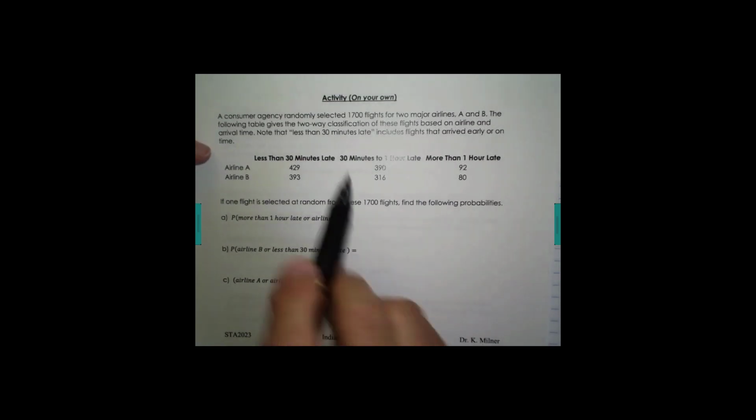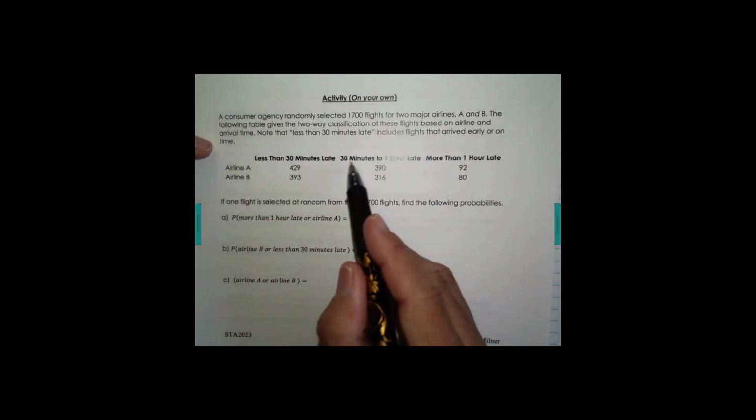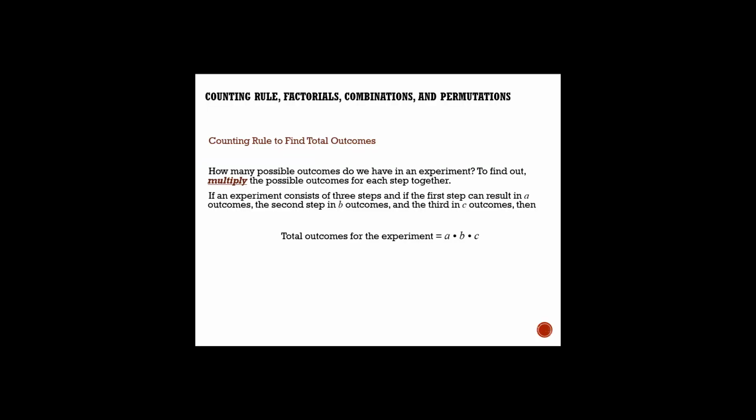Now on the bottom of page 16, I've got an on your own activity. I've got another contingency table that I've started for you, but I haven't finished. I want you to know that this is one column, less than 30 minutes late, then there's another one, 30 minutes to an hour late, and then more than 1 hour late. So over here, I would come in and write a total column, and down here, I would come and write a total row. And be sure you do those numbers before you answer the questions at the bottom. I want you to note something about question C. There is no math required in question C. See if you can figure out why.